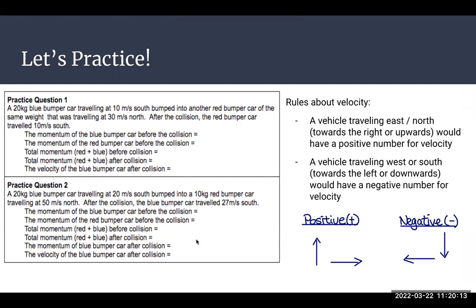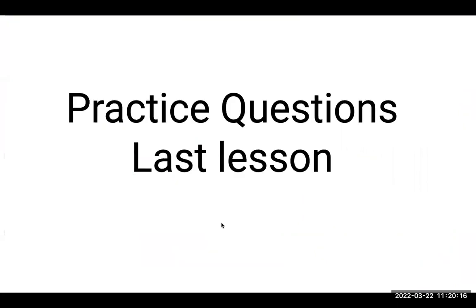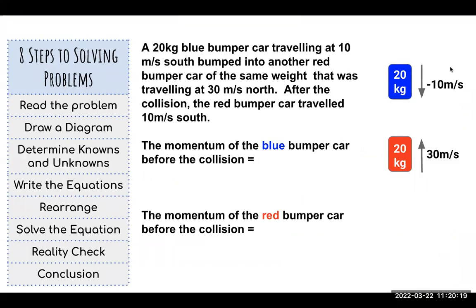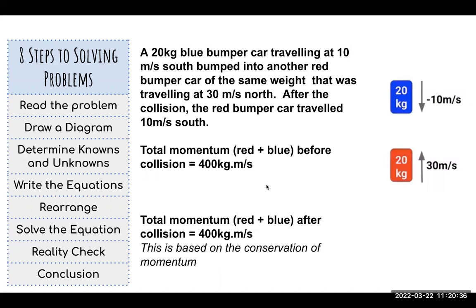All right, assume that you have finished it. So this is how I would represent it visually. And the momentum of the bumper car before collision would be this, if you had done the math correctly. And then the total momentum of the blue and the red bumper car before collision would be 400. And after collision, it will also be 400. We did not calculate this because we don't have all the numbers, but we know this based on the conservation of momentum. We're going to assume that this collision happened in a closed system where nothing is being lost.